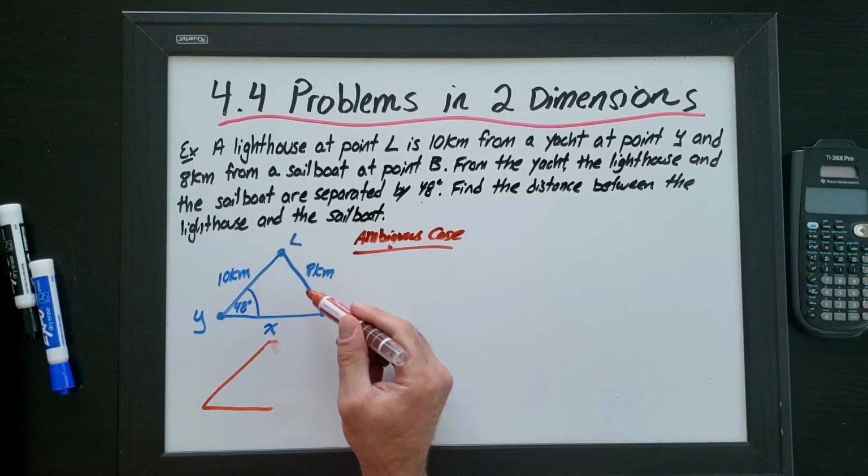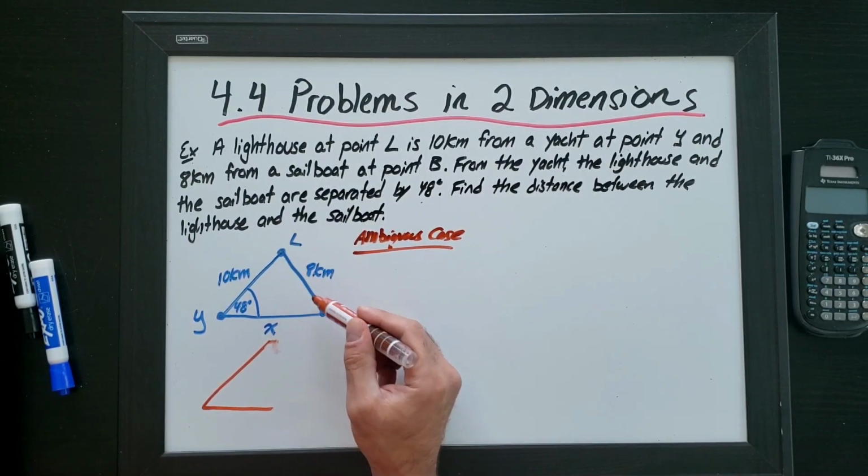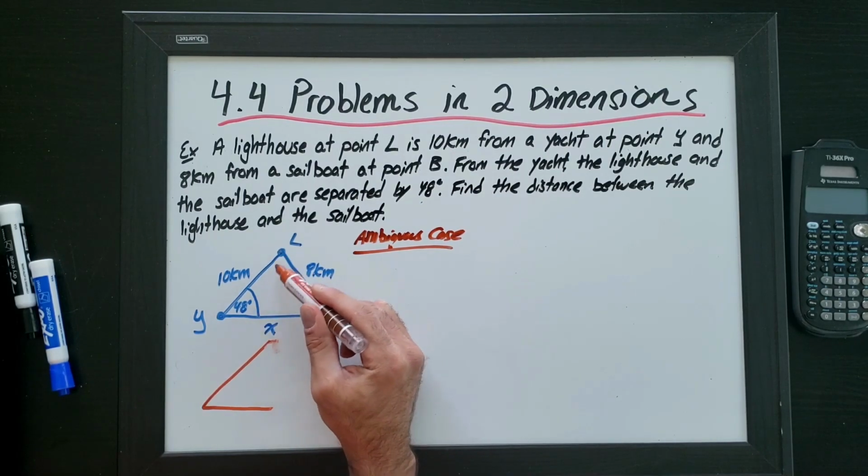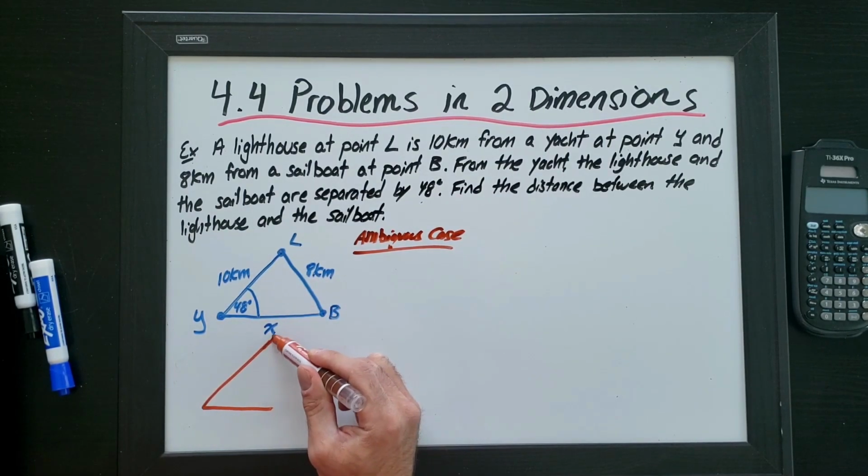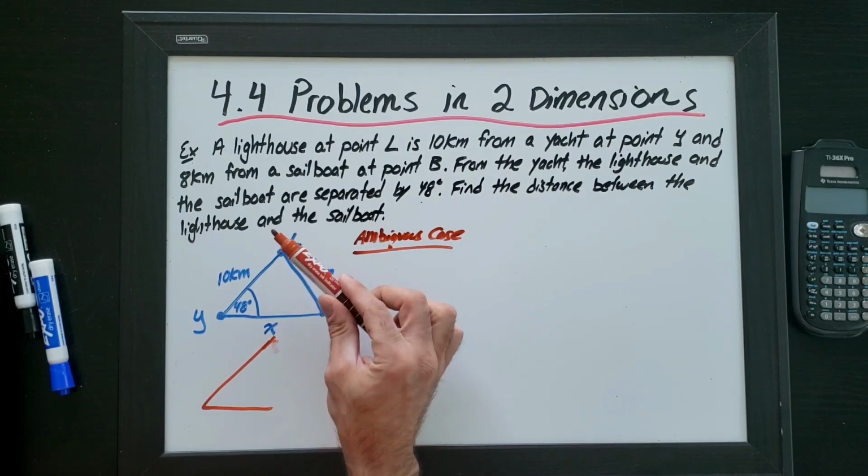This length of 8, right? I don't know where it's going to be. This makes sense that it's going to be like this, but it could also be in here. Now, why can it be in here? It's because it could still be 8, right?